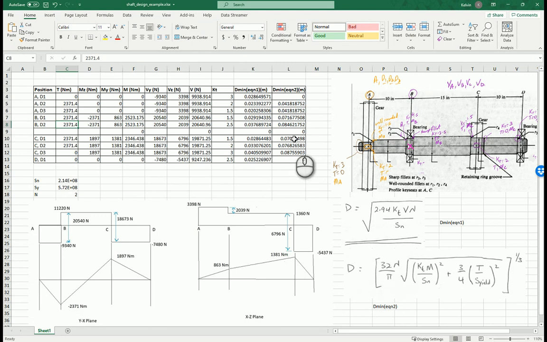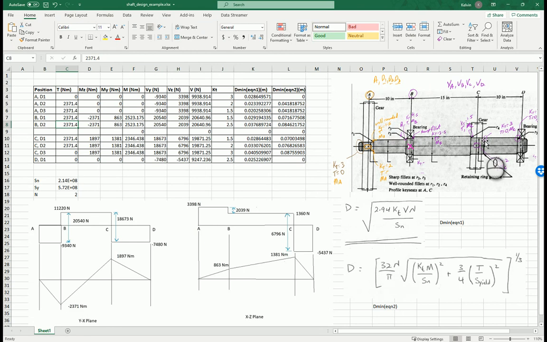So out of these 3 diameters calculated for point C, the minimum diameter that we have to suggest would be 87.5, even though the torque is 0. So in this case, the torque does not dominate the design, it's the stress concentration factor that dominates the design. So it's something to note when looking at retaining ring grooves on a shaft.